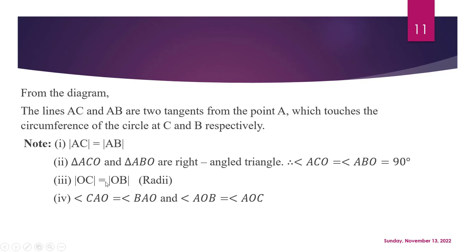3. The line OC is equal to the line OB. These lines are radii, and radii are equal in length. So line OC, which is radius OC, is equal to radius OB. 4. Angle CAO is equal to angle BAO, and angle AOB is equal to angle AOC. So I have explained all this in the previous slide.